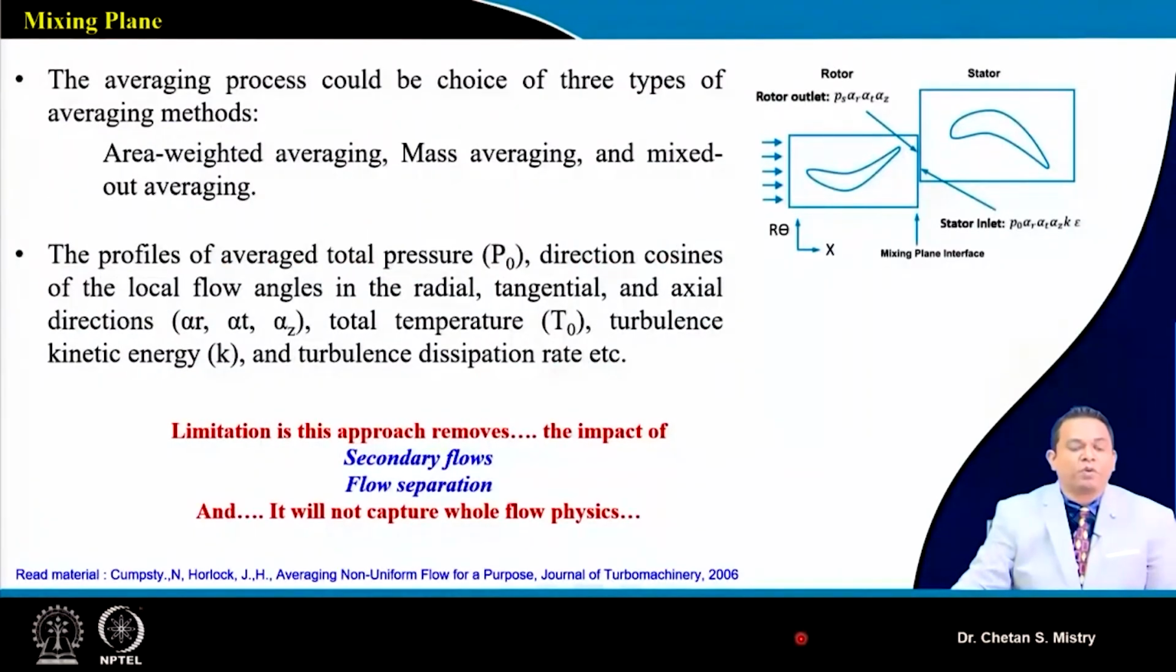Okay. Now when we are doing this averaging, there are different averaging techniques available: mass flow averaging, area averaging, or mix out averaging. Here, if this is my rotor outlet, at this plane we will be calculating all our parameters, which are circumferentially averaged parameters. Those parameters will be the input for my stator domain. There is nothing wrong in analyzing this data.